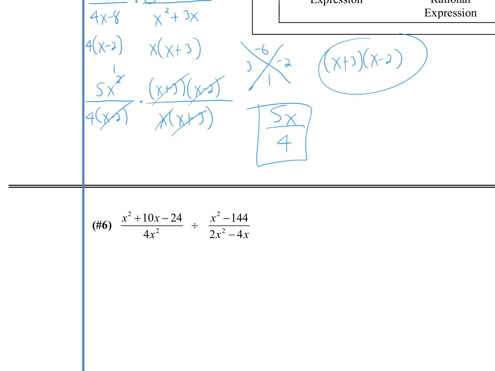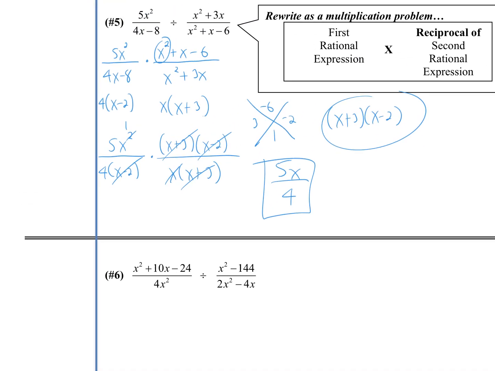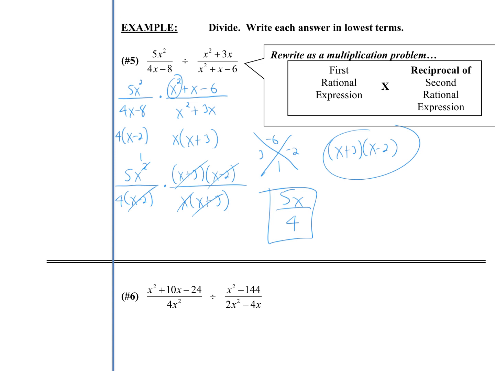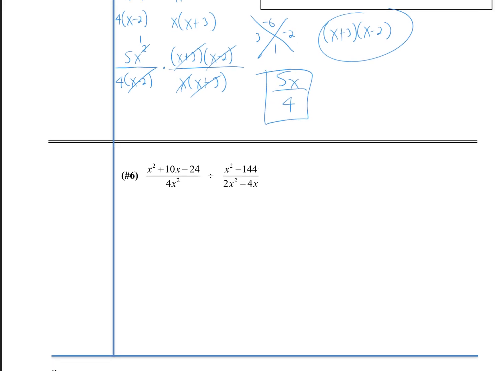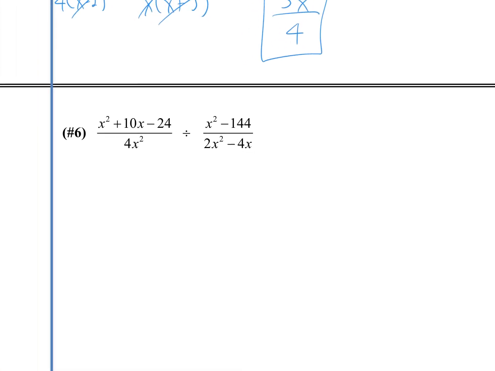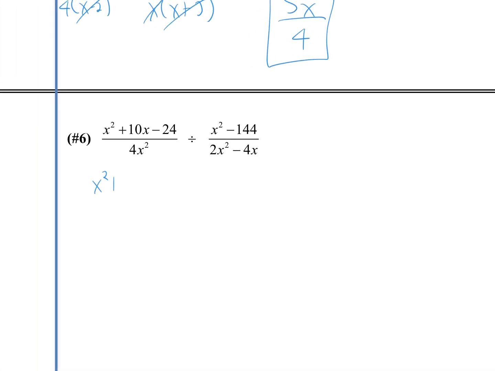All right, last one. See if you can do this whole process here. See if you want to pause the video, see if you can figure it out. Go ahead. All right, so we got to keep, change, flip. Or dividing fractions easy as pie. Flip the second and multiply. Okay, so let's do this. So keep, change, flip. We have 2x squared minus 4x over x squared minus 144. All right, now that we've set it up right, if you want to try to factor it, go ahead.